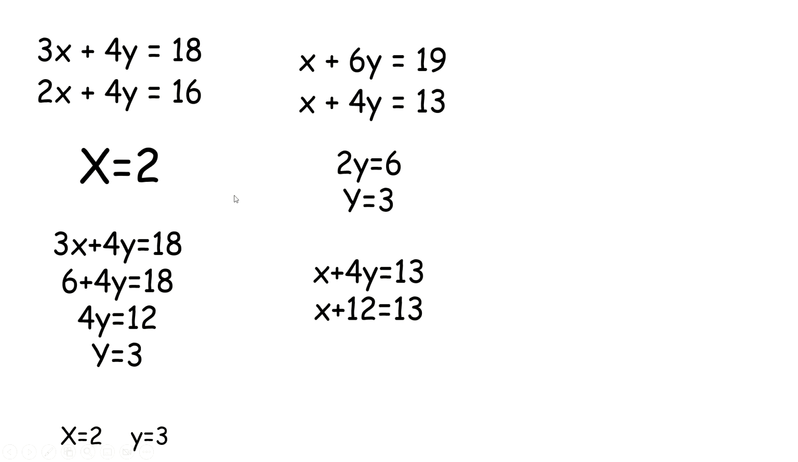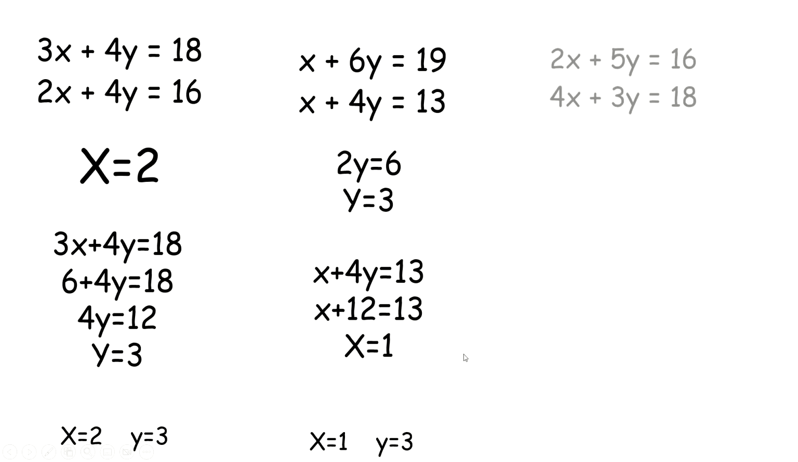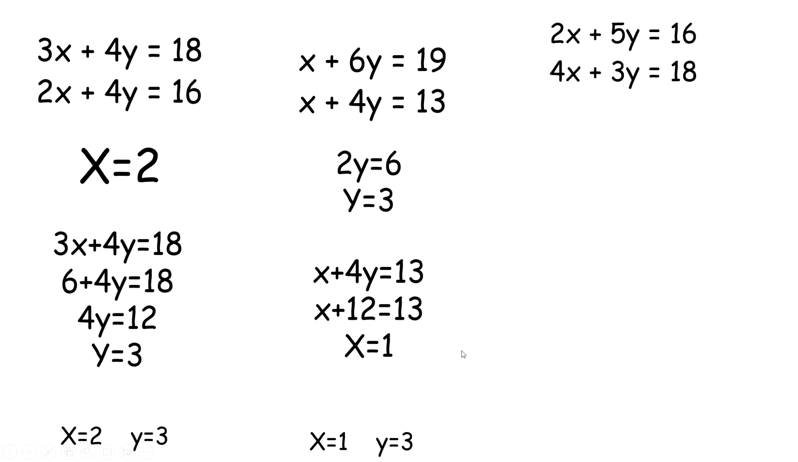So now we substitute: x plus 12 equals 13. So minus 12 from both sides, x equals 1. And then we write it in at the bottom. So that's our simple simultaneous equations. Let's do one more.